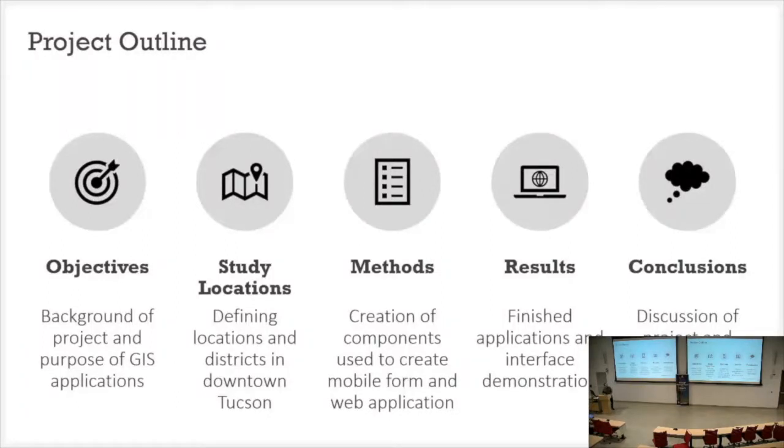So a quick overview of what I'll be talking about. I'll start with some objectives of the project and a little bit of background on the organization. After that, I'll show the study locations and define some of the different districts that the application was designed to work in. Then I'll talk about the methodology of the project and explain how different components were created to build the apps. Next, I'll share some of the results and show what the finished product looked like and a little demonstration of how the interface works. And I'll end with some conclusions and talk about future steps for the application.